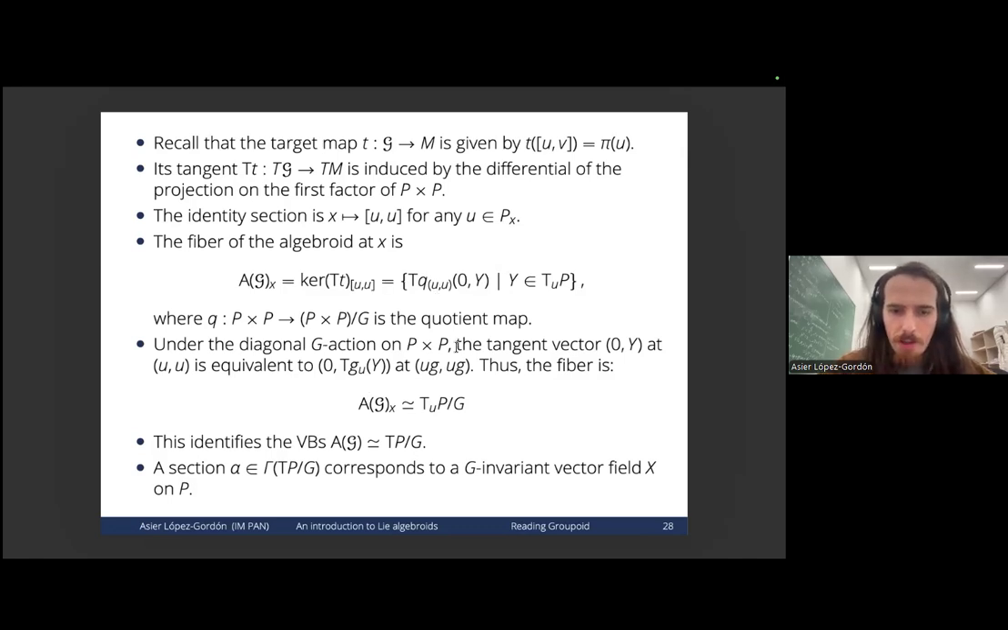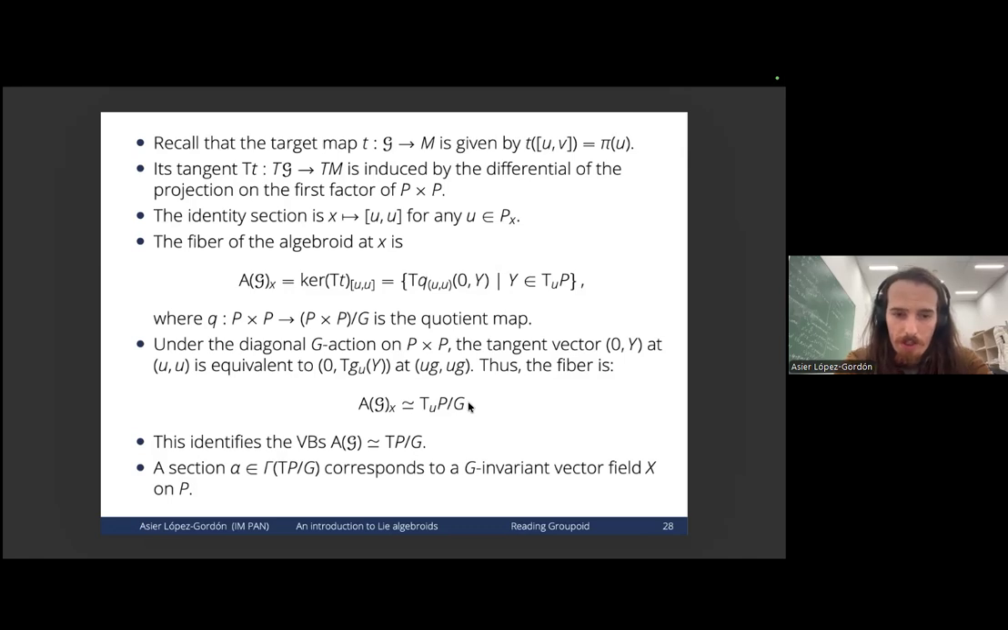By the diagonal action, we can relate the tangent vector 0, Y at the point U to the vector 0 acting by the tangent of the action of G at this other point. This is how we see that this is indeed the vector bundle that I said on the previous slide.